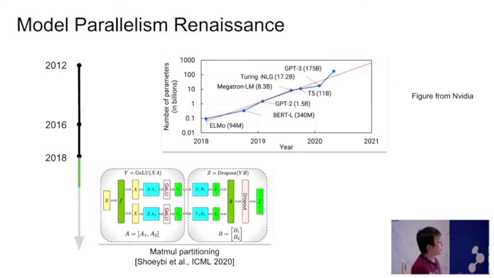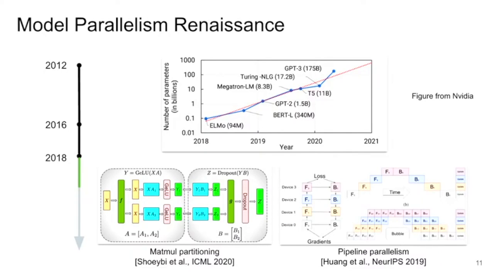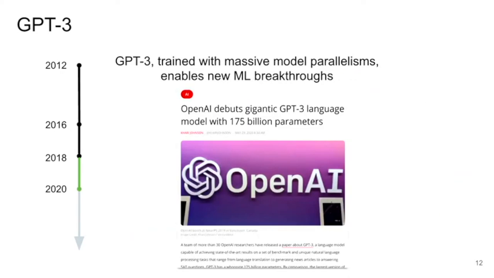These slides give two notable examples. One is Megatron-LM by NVIDIA, and the other is GPipe by Google, which represent two classes of parallelization techniques for big models, which I will talk about later. These model parallelism techniques, when combined together, enabled the creation of OpenAI's GPT-3 language model in 2020, which is often regarded as one of the most important machine learning models in this decade.